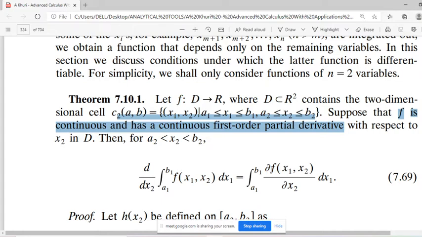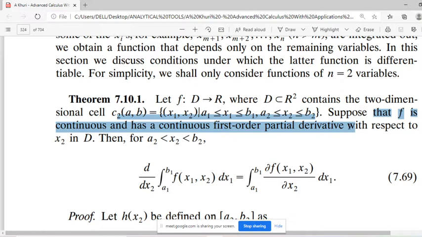Here we have used partial differentiation notation because we have two variables and we are differentiating with respect to x2 only. So that is the reason for considering this partial derivative symbol. So this is the result. That means a derivative of the integral equals the integral of the derivative. What is the condition? The condition is nothing but f is continuous and has a continuous first order partial derivative. So remember that point. f is continuous and has a continuous first order partial derivative with respect to x2. So that is the minimal requirement for the interchange of integration and differentiation.